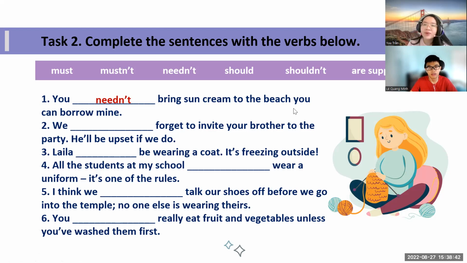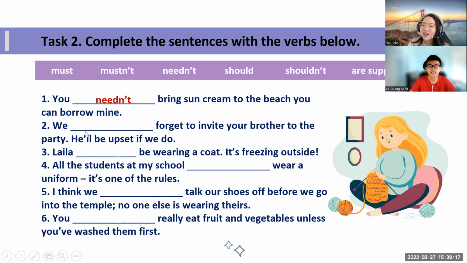Next. 2, we mustn't forget to invite your brother to the party. He will be upset if we do. Are you sure about that? So we... Okay, you say that we mustn't forget to invite your brother to the party. We shouldn't forget to invite your brother.